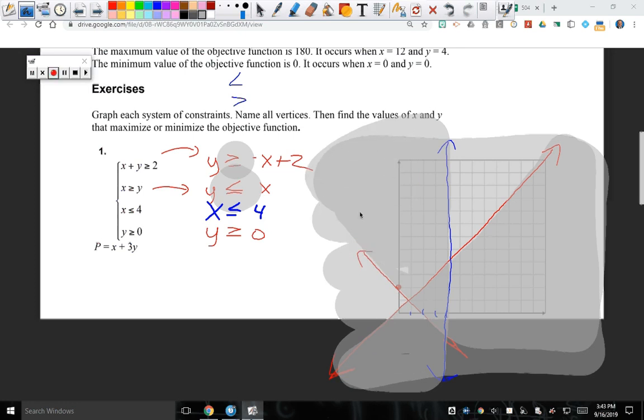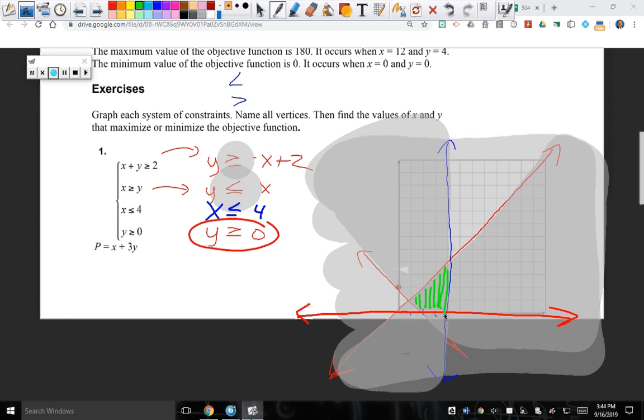Now my running answer is right here. The last thing that I have to do is y is greater than or equal to 0. And that will bound that last piece right here at the x-axis. y is greater than or equal to 0. So I'm going to shade everything above. So now I see that my answer is that right there.